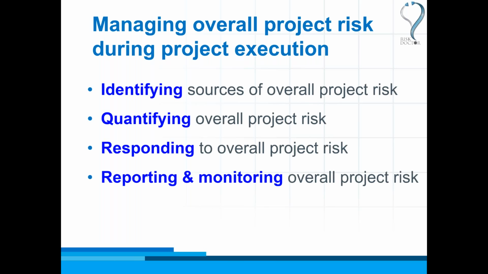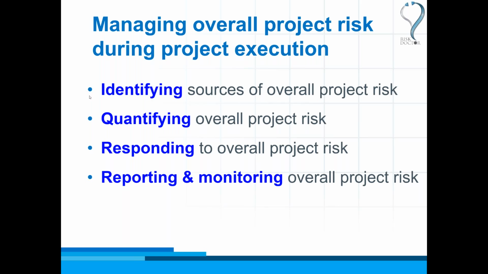And there are the standard four steps of what we need to think about with individual risks. We have to think about the same for overall project risk. Where does it come from? We need to identify its sources. How big is it? We need to quantify it. What are we going to do? We need to respond to it. And how do we tell people? We need to report and monitor the level of overall project risk.